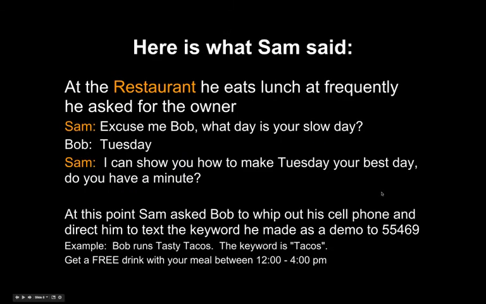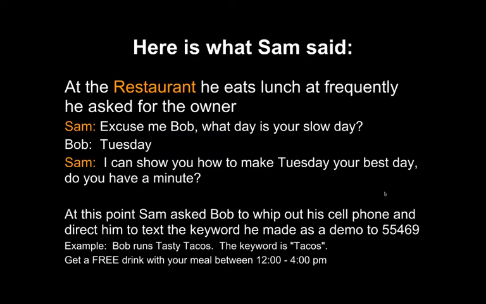A restaurant. So the first place Sam decided to try was a restaurant that he eats lunch at frequently. He asked for the owner by name because he knows him. "Excuse me, Bob, what day is your slow day?" Bob says it's Tuesday. So Sam says, "I can show you how to make Tuesday your best day. Do you have a minute?"